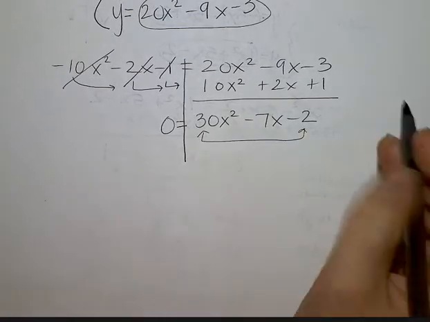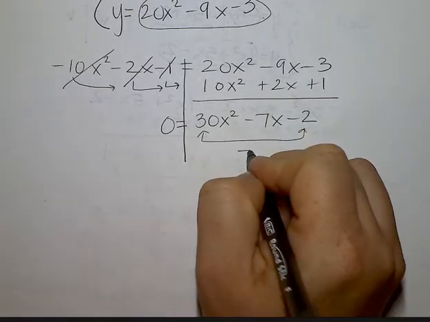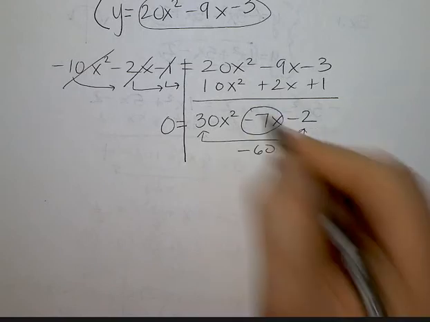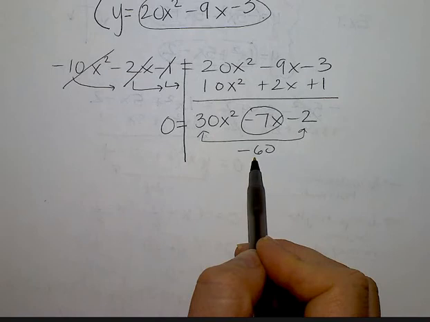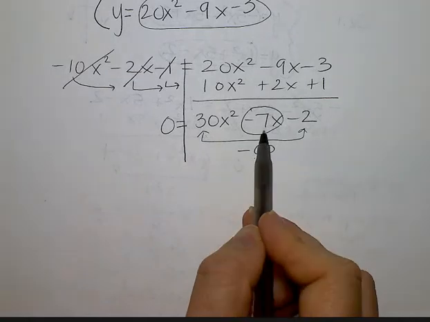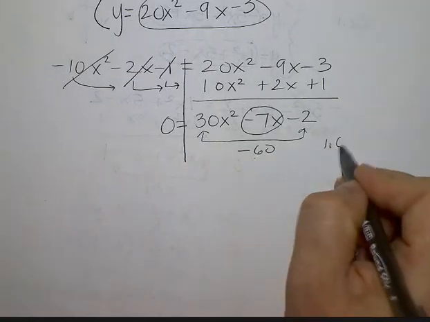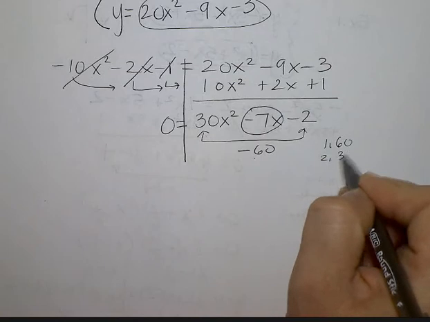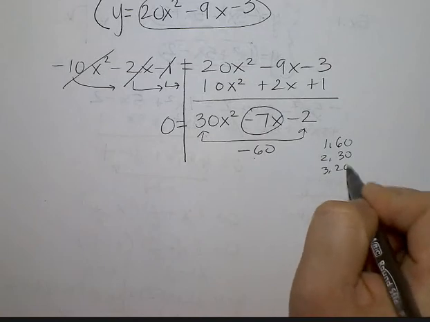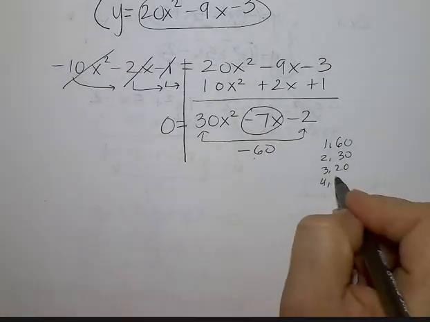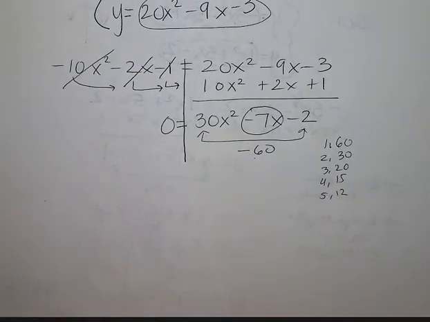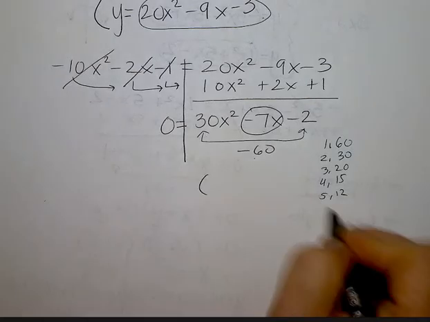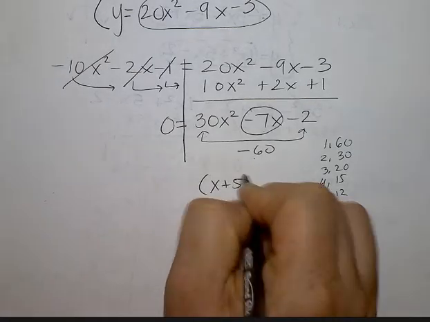30 times negative 2 is negative 60. I want to see if there's two numbers that can multiply to achieve an answer of negative 60 and combine to get negative 7. So 1 and 60 don't work. 2 and 30, 3 and 20, 4 and 15, 5 and 12. 5 and 12 do work. So this will be x plus 5 and x minus 12.